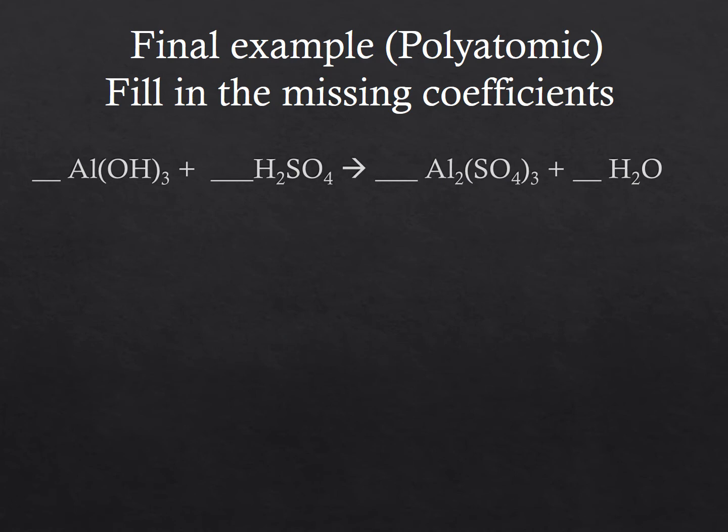Alright, last final example. This is a polyatomic balance equation. Polyatomic means they have multiple atoms together. So for example, aluminum hydroxide is a polyatomic because it has hydroxide. H2SO4 has SO4. So they are polyatomics.